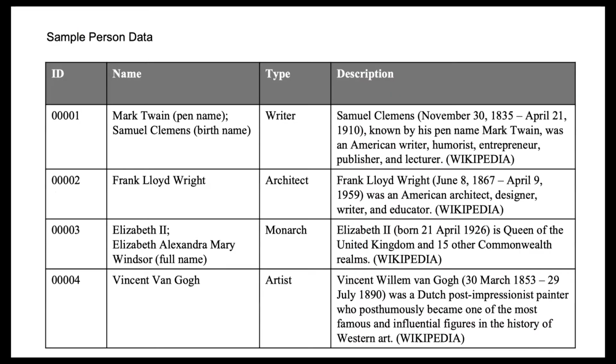For example, say you are trying to create an ARCHES implementation that includes data on people, and this table represents your data. You have 4 columns, one for ID of the person, name, type, and description. All of this seems pretty straightforward, but when you look closer at the data, you'll see that there are some considerations to factor in when modeling.